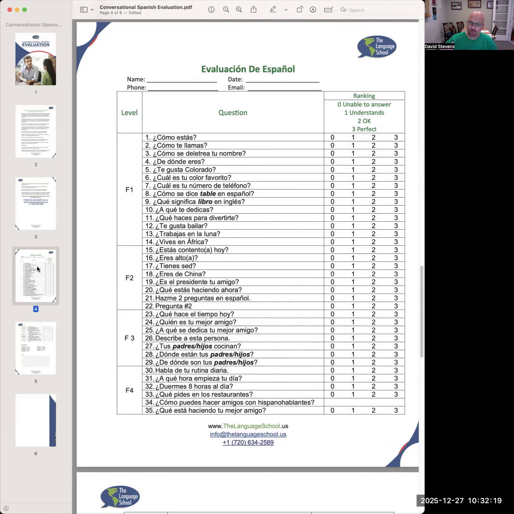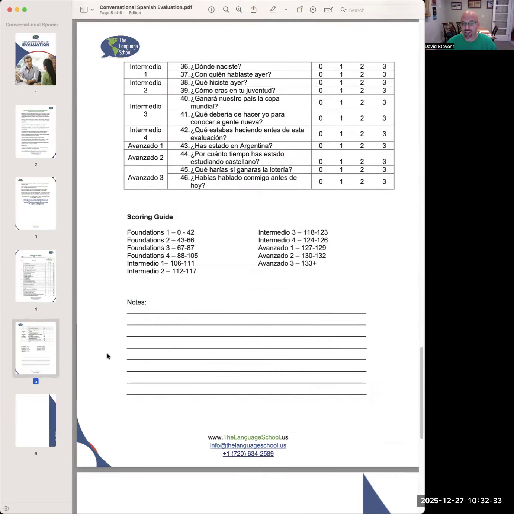We start off with really easy questions in the simple present tense, and little by little we start adding complexity. These correspond to all the different levels of Spanish that we teach here at the language school. And by the end of the evaluation, we tally up their results, and depending on the total number they got from these rankings, we're going to place them into the right level.